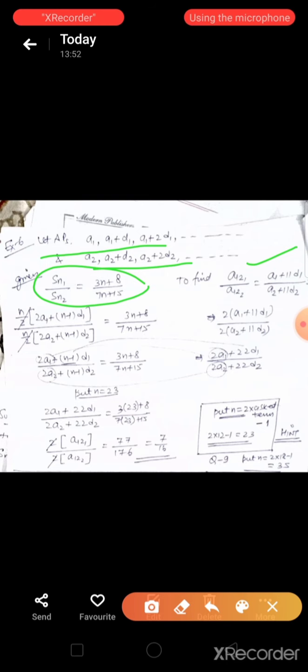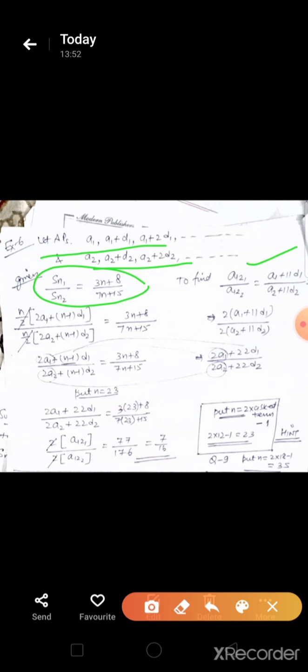So whenever there are different APs, and it is not given, we should let the first AP be A1, A1 plus D1, A1 plus 2D1 and so on. That means the first term of this AP is A1 and its common difference is D1, whereas the second AP is A2, A2 plus D2, A2 plus 2D2. That means its first term is A2 and common difference is D2.